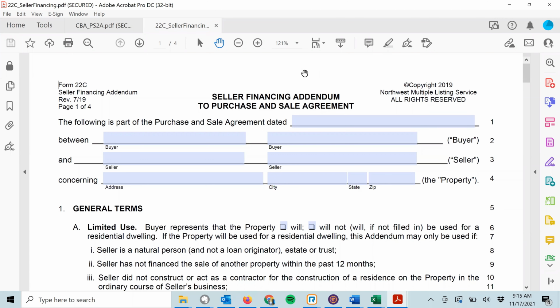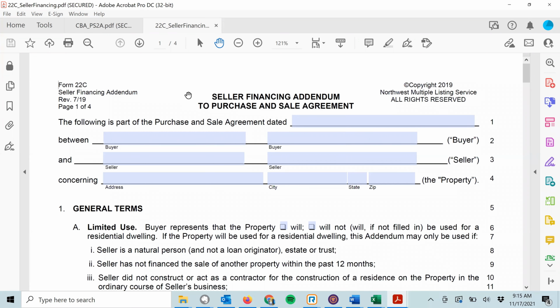So this morning we are covering Form 22C, which you will see on my channel, an older version of the form, but they updated the form, so we're going to update our video. This is a form you use anytime the seller is actually going to be a lender to the buyer. And in the example today, we're helping Laine, and we're talking about a commercial deal, but you can use this form for both commercial and residential.